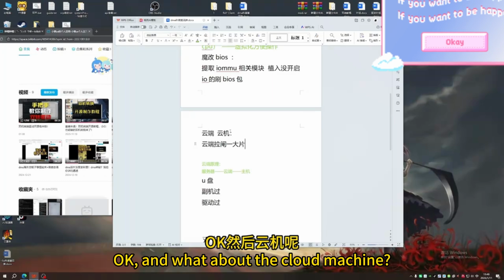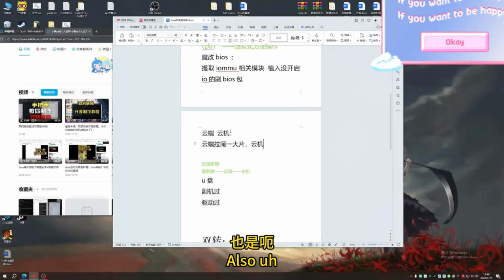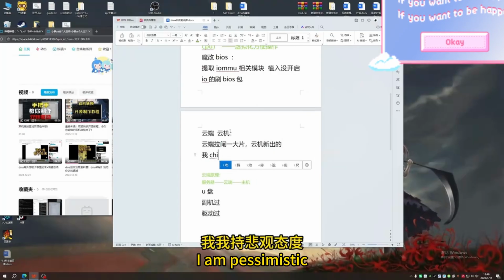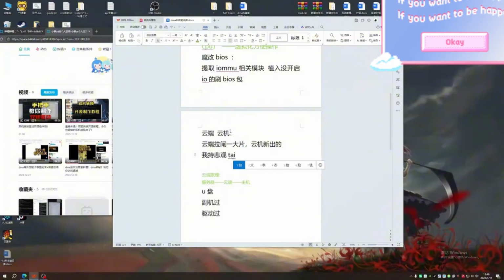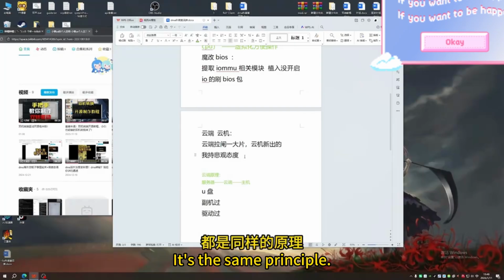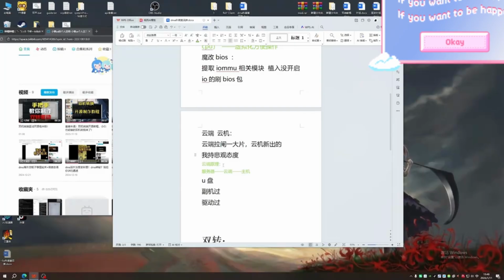Okay, and what about the cloud machine? Also, it's new, but I am pessimistic. I am pessimistic, because the cloud doesn't matter. It's the same principle. I'll tell you how it works. Look here.